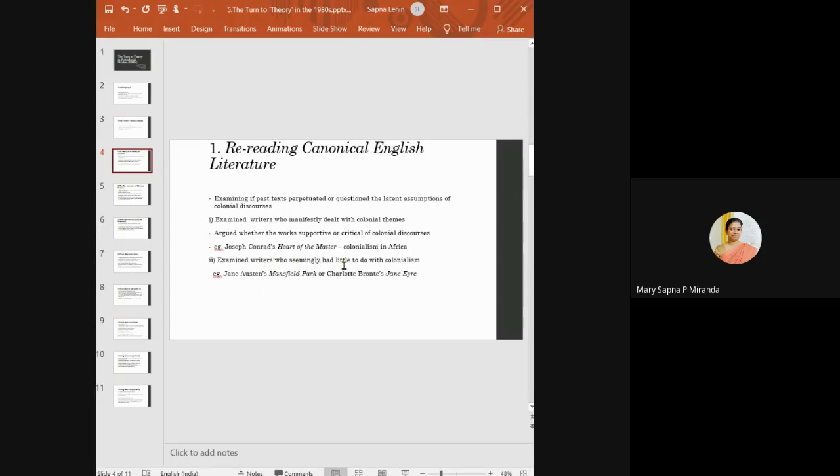And another is you pick up writers who seemingly have little to do with colonialism. Here, what you are going to do is pick up texts which don't really directly talk about the colonial experience. Example, Jane Austen's Mansfield Park. It's supposed to be a love story. Then Charlotte Bronte's Jane Eyre. Jane Eyre is also supposed to be a love story, a dark love story. But then if you go into a deeper reading of this, what do you get? There are undertones of the colonial discourse. That is, when we do that particular text, the Wide Sargasso Sea, it is connected to Jane Eyre. So from that, you can look at these texts from a colonial angle. We'll come to that later.